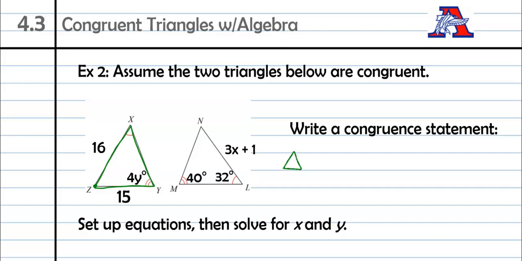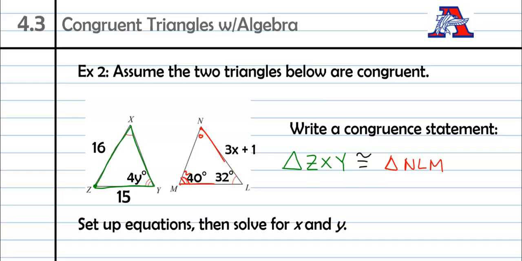So I might go triangle ZXY is congruent to triangle. Now we have to go in that same order. So I went from 0 to 1 to 2 tick marks. I'm looking at these things on the inside here. 0, 1, 2. That's where that's coming from. Okay, so NLM. All right, so there's our congruent statement. Now we're supposed to set up equations to solve for x and y.